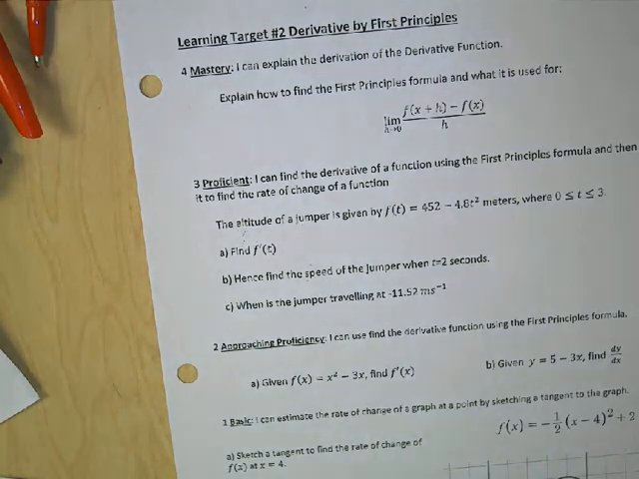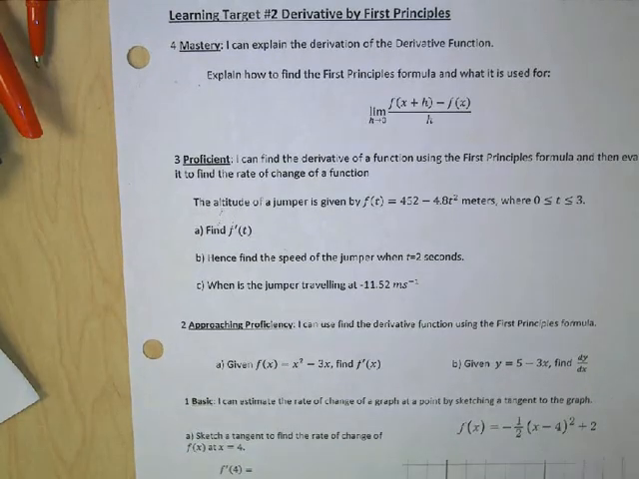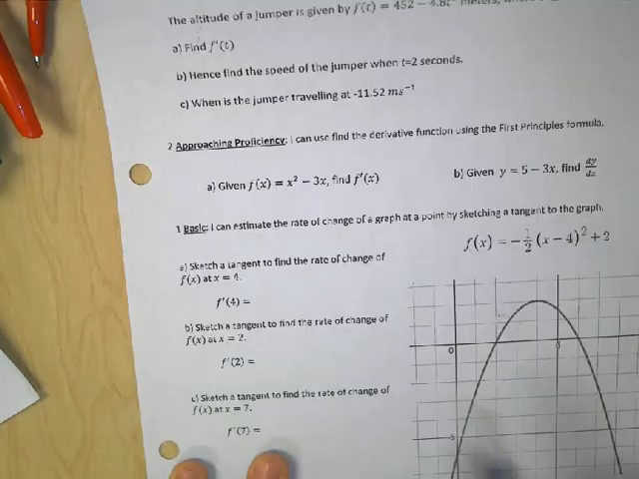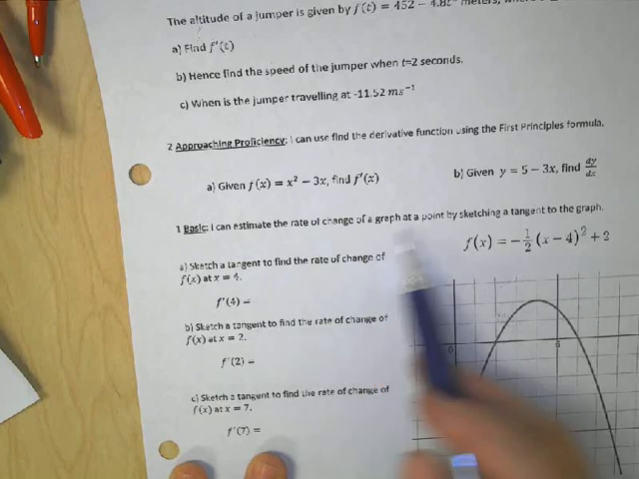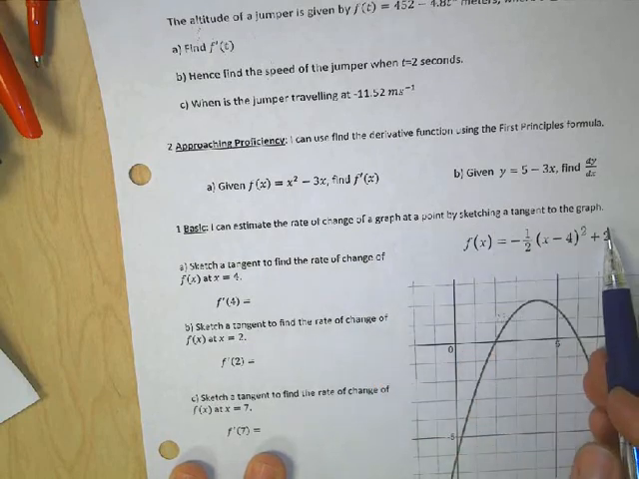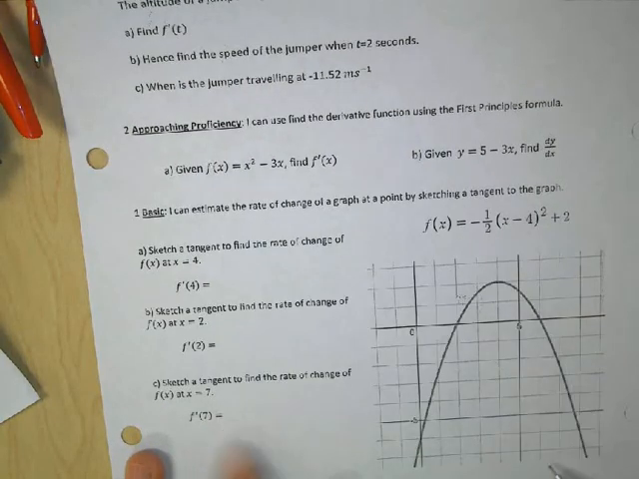Okay, here we go, preparing for Learning Target number 2 quiz. So I'm going to start with basic, level 1. I can estimate the rate of change of a graph at a point by sketching a tangent to the graph. So here is the graph, it's already given to us.